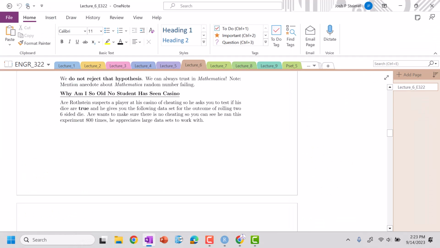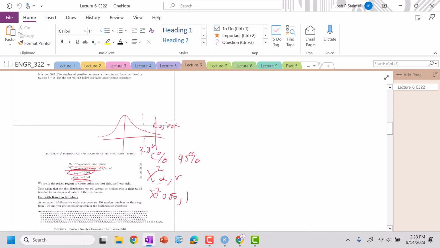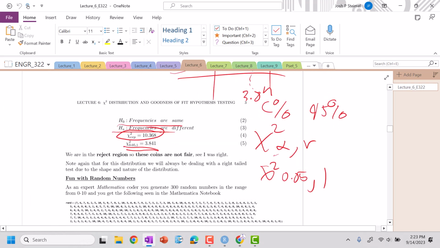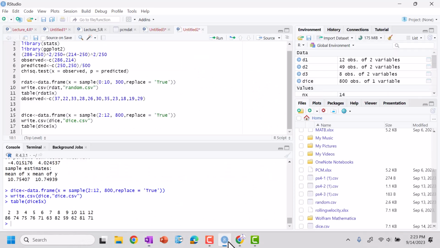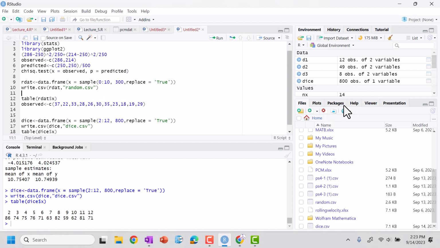So let's go ahead and start to do some more examples with our chi-squared goodness of fit test. Let's look at a data set with random numbers. We've already pre-written this, but I'm going to create a random number list from 0 to 10, 300 samples. I'm going to take this data set, and actually I'm going to set my working directory.